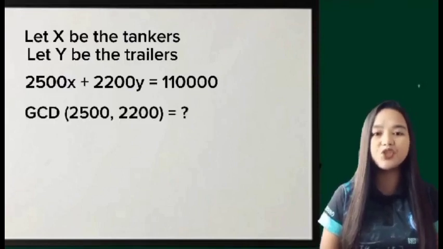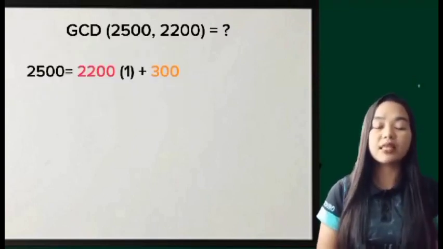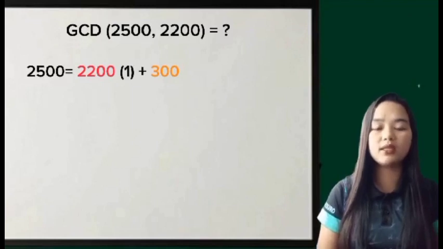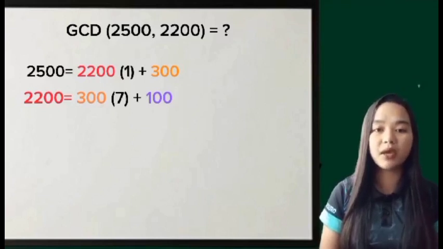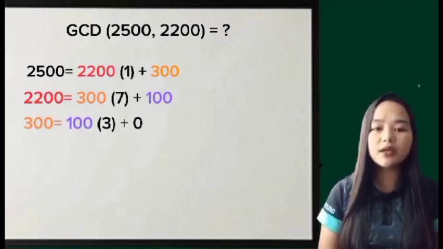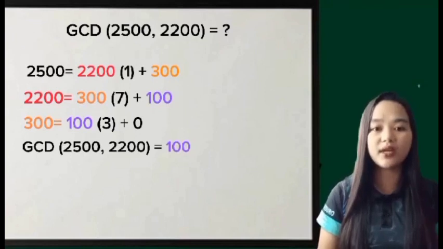So let's find the GCD of 2,500 and 2,200. So 2,500 divided by 2,200, the quotient is 1 plus the remainder is 300. Then 2,200 divided by 300, the quotient is 7 plus the remainder is 100. 300 divided by 100, the quotient is 3, and there is no remainder. Therefore, the GCD is 100.